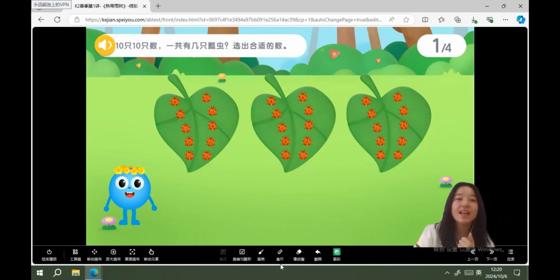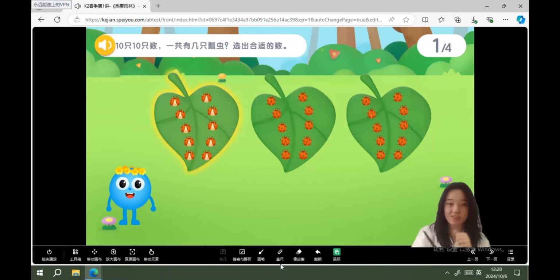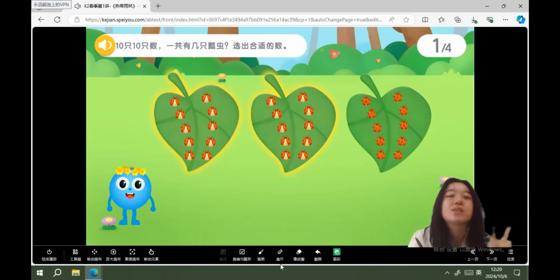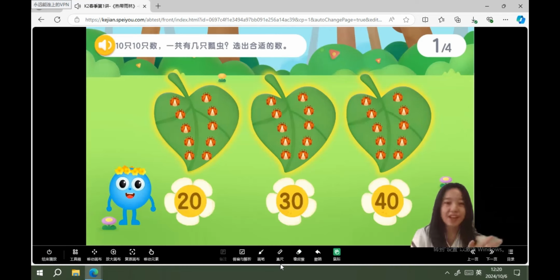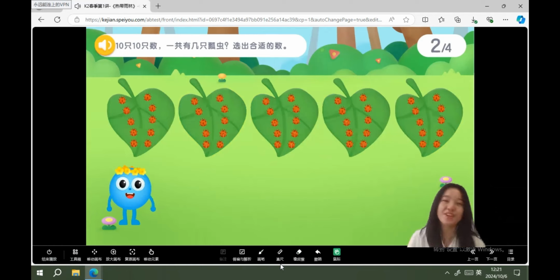Let's see. 10, 2 tens, which is 20. Then 30. So if we count by groups of 10, how many ladybirds are there? Yes, it is just 30, 3 tens. Now let's continue to practice.